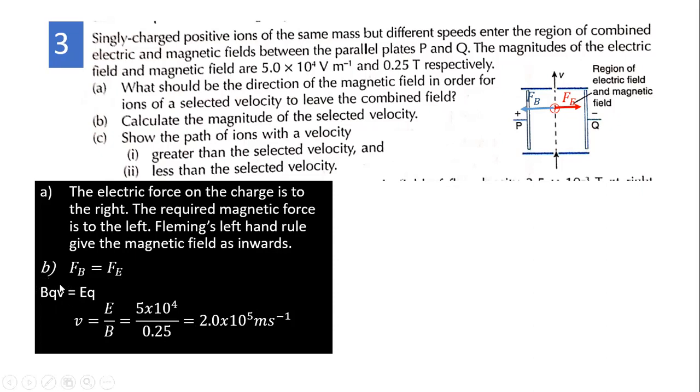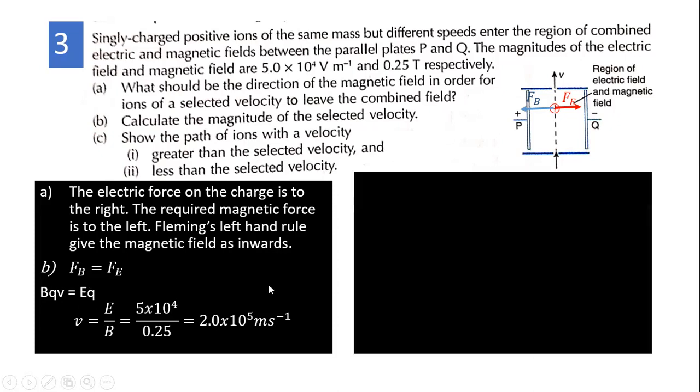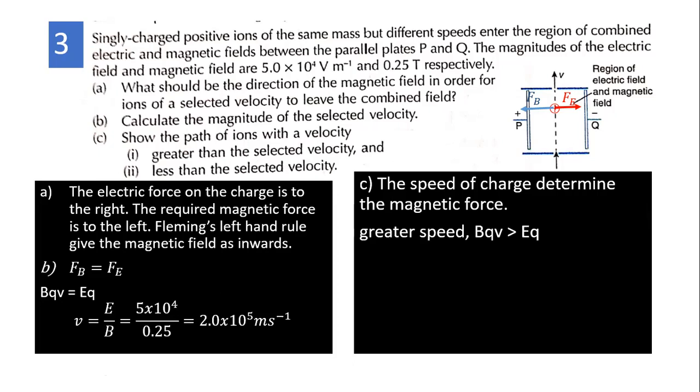Look at the magnetic force. Now magnetic force is greater than the electric force, so you must go to the left. Speed of charge determines the magnetic force, so greater speed, greater magnetic force, so you go to the left. It's a curve. Less than the selected velocity, where would it be then? To the right, towards the negative plate. Same reasoning.